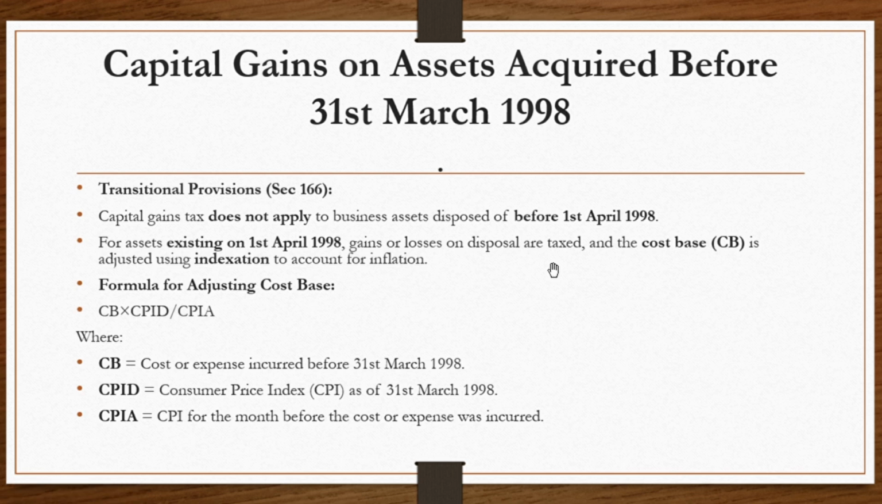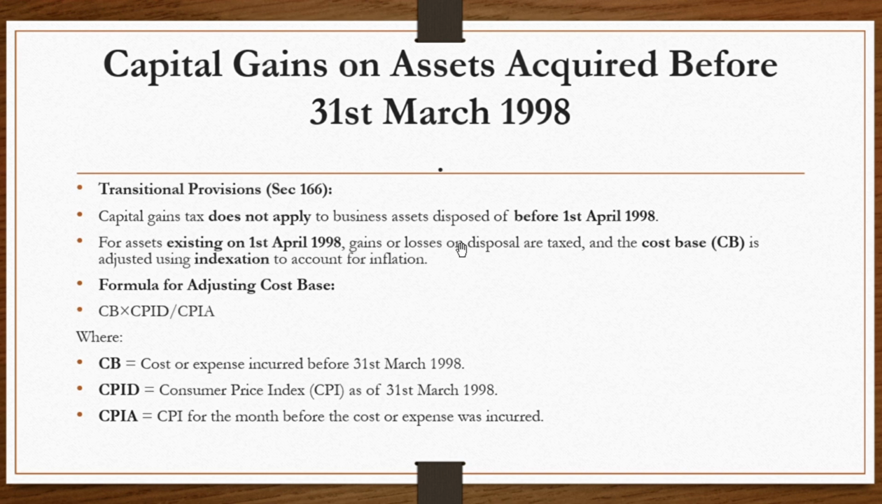So let's look at the capital gains on assets acquired before 31st March 1998. We said the capital gains tax was effective 1st April 1998. So what happens to the assets that were disposed of, or assets that existed before that date? We have transitional provisions under section 166.